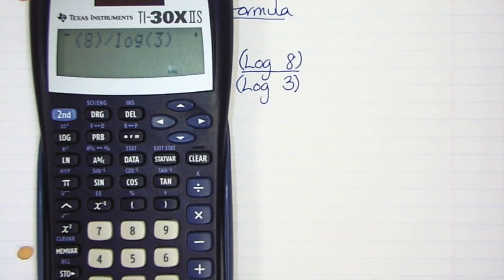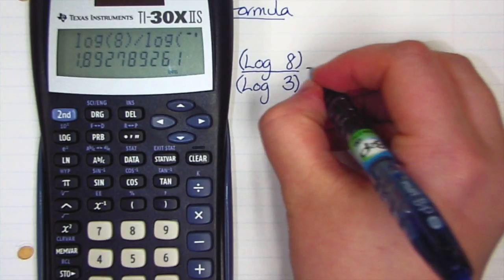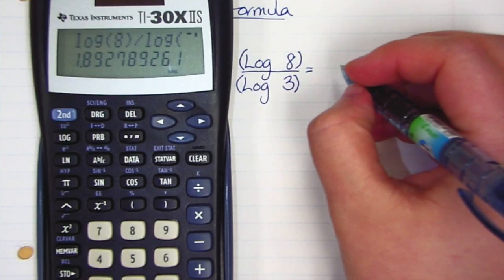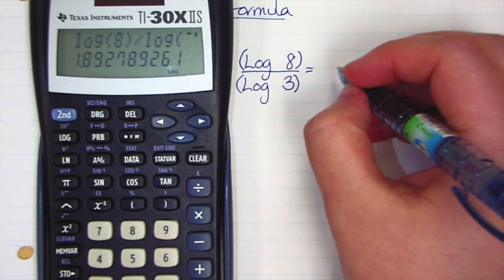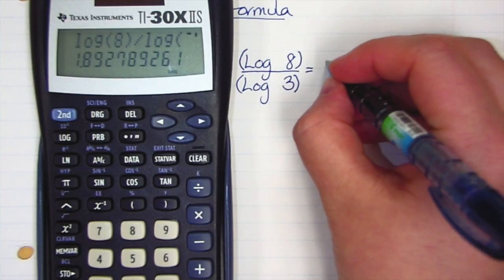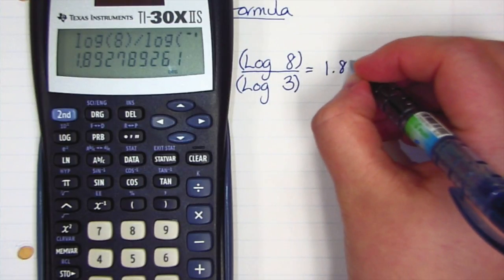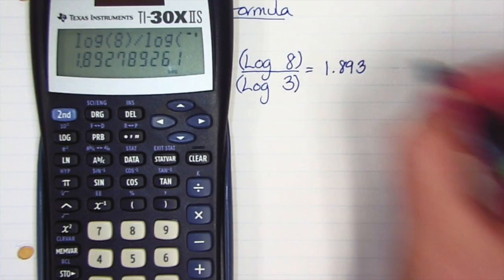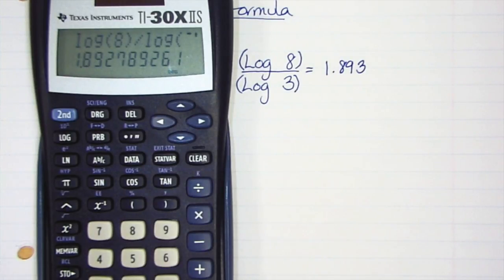Often this is a very complicated decimal, and generally it's a good idea to round to at least 2 decimal places, 3 if you can stand it. So I would probably go all the way out to 1.893 here. Now what does this mean?